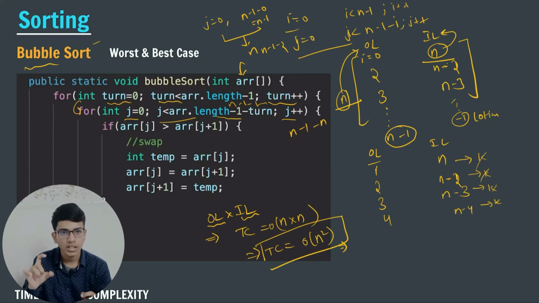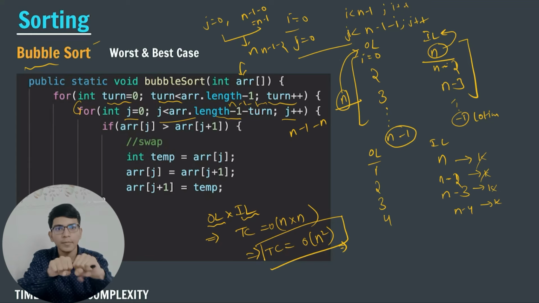So you just have to think about the worst case scenario, and for the worst case scenario, how many times I am running my outer loop. After it, for the same worst case scenario, how many times I am running my inner loop. So take that particular number of times our outer loop has run, and the number of times our inner loop has run, and multiply those two things. So these things will give me our time complexity.